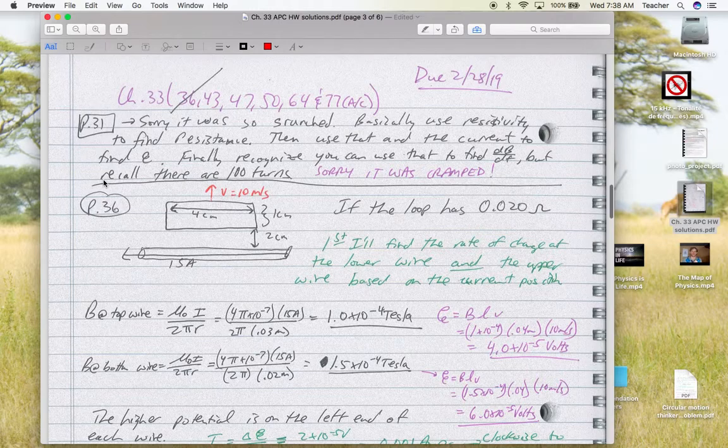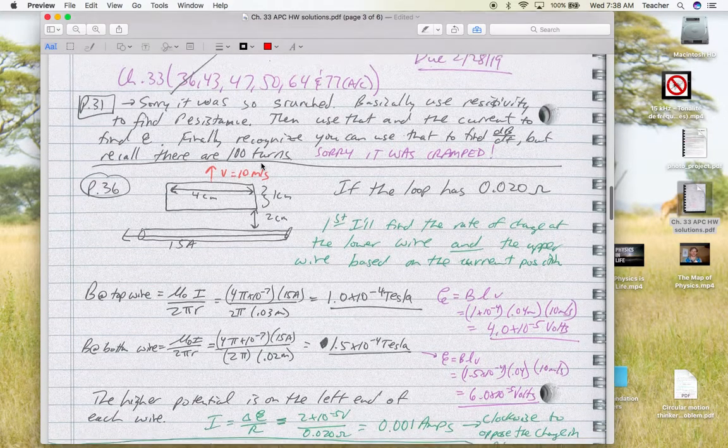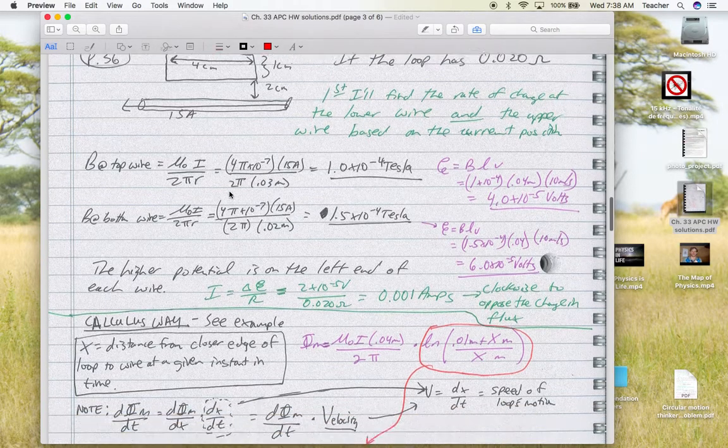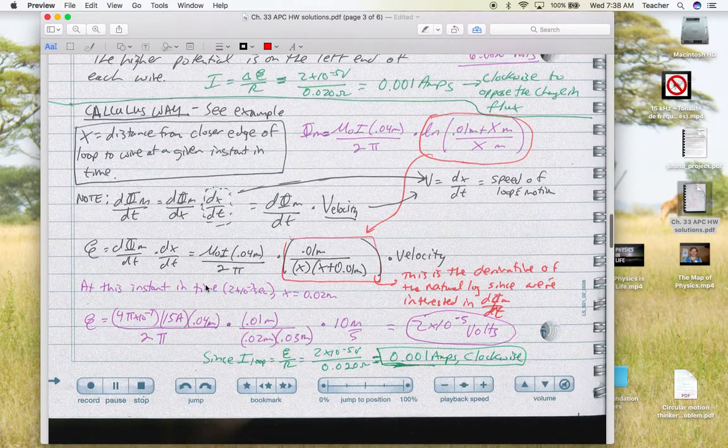For problem 31, like I said, I gave a little bit of explanation there. Problem 36, I did this way, which is a non-calculus way. There's a calculus way down here. There's an example in your book that's very similar to this. So that's kind of how I figured that out.